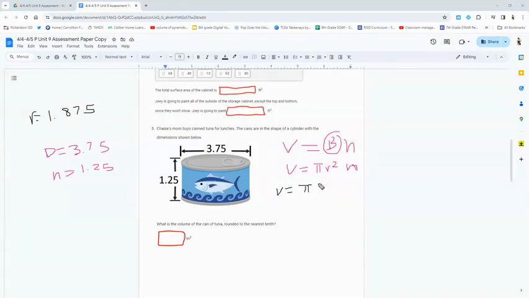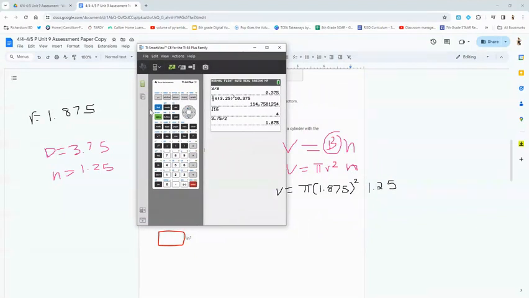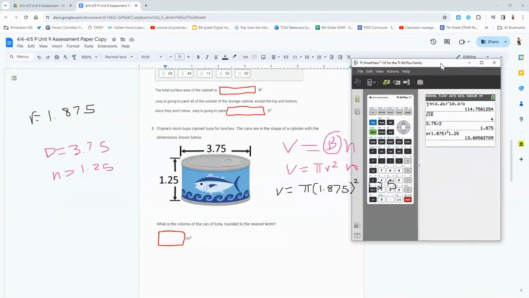Okay, now I can plug that in here. And I know my radius is going to be 1.875 squared, and my height is going to be 1.25. Okay, I'm going to type that in my calculator, and I'm going to do second pi, parentheses 1.875, close parentheses, squared. And then I'm going to put 1.25, enter, and I get this answer.